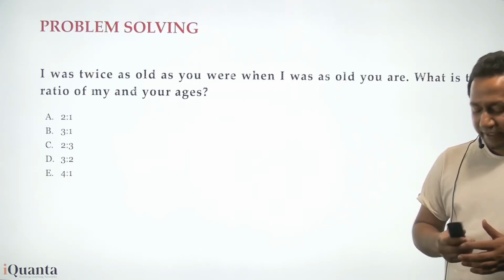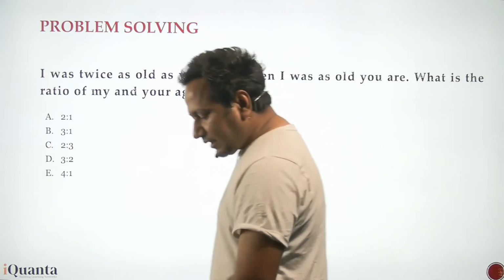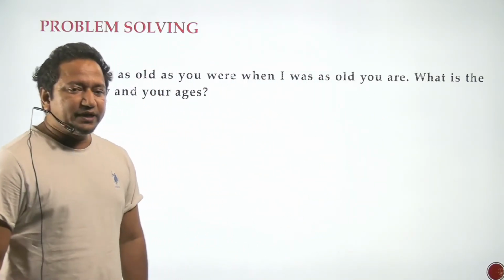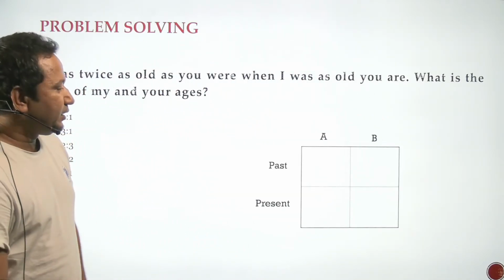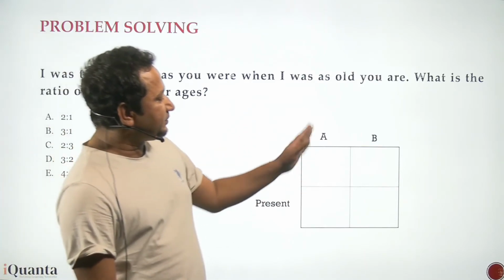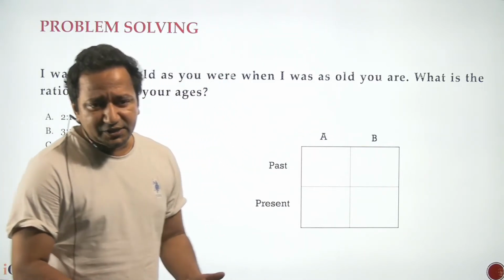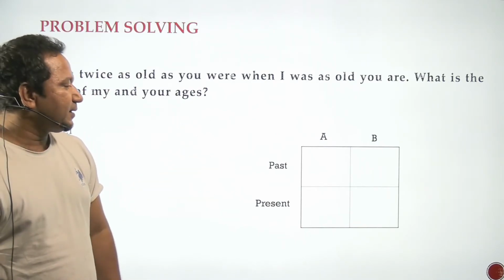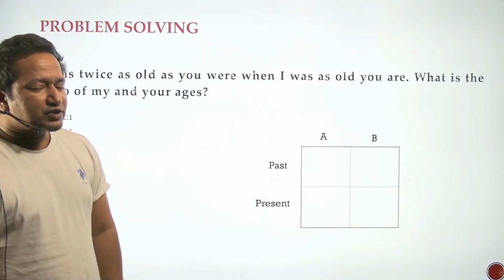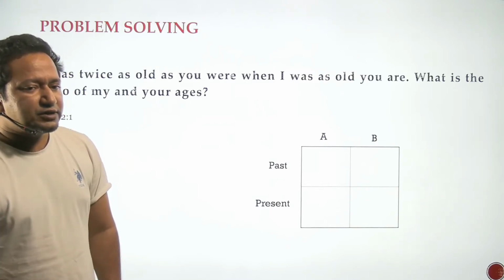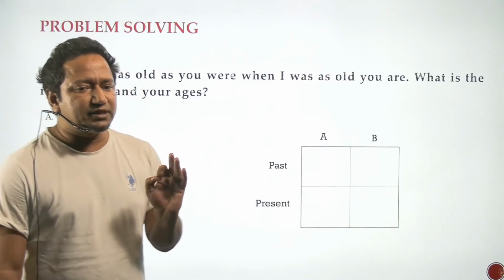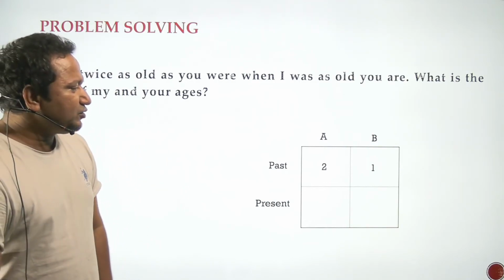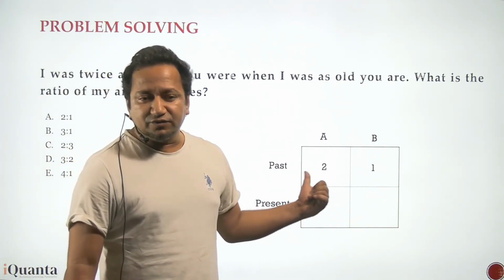All right. So to solve this question, I have made a 2 by 2 matrix. I'll just show that to you. In this 2 by 2 matrix, the columns are representing the ages of A and B, and the rows are representing the past and present ages. In the past, A was twice as old as B. So I've used the simplest natural numbers, that is 1 and 2. So I can assume that the age of B was 1 and age of A was 2 in the past.